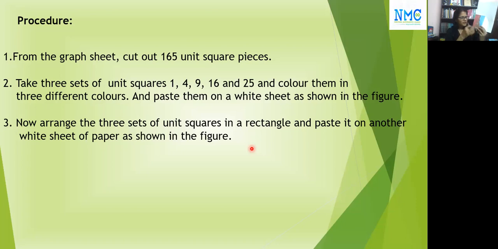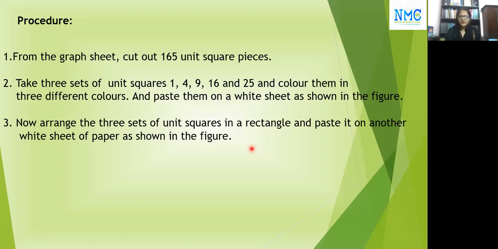So the area of the rectangle equals 11 into 15, or 15 into 11, length into breadth, that is 165 square units. And also here, as I said, each set contains 55 unit square pieces, so the area of each set is 55 square units. The sum of the areas of all the 3 sets will be 165. So the sum of the areas of these 3 sets equals the area of the rectangle.